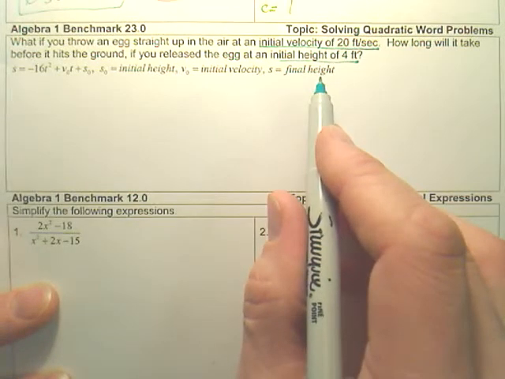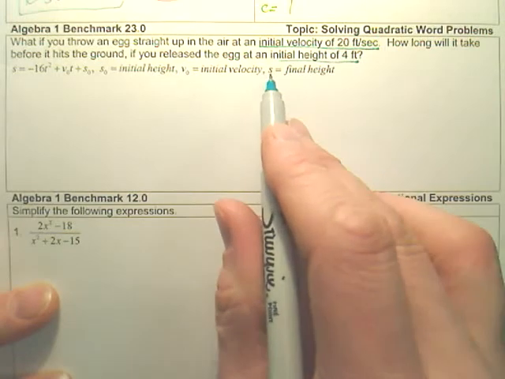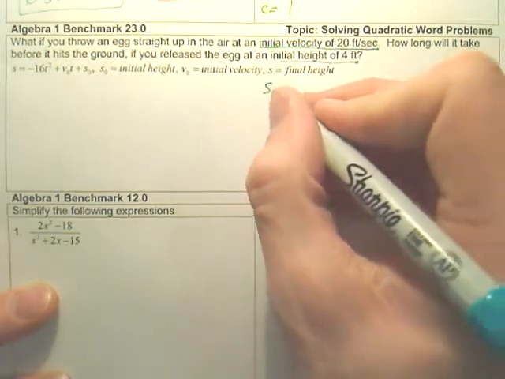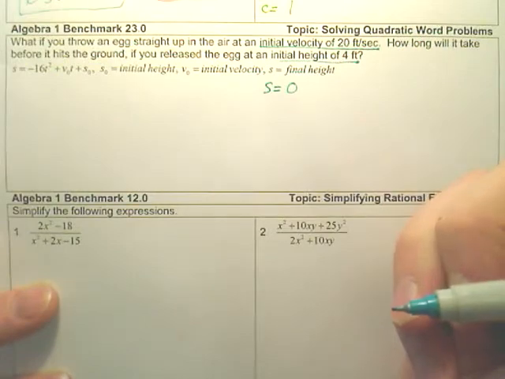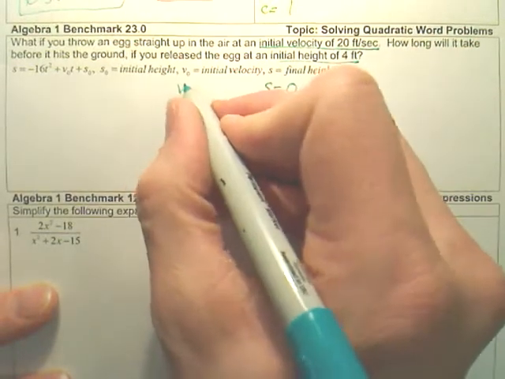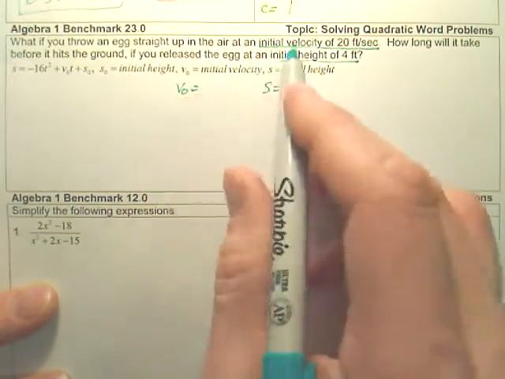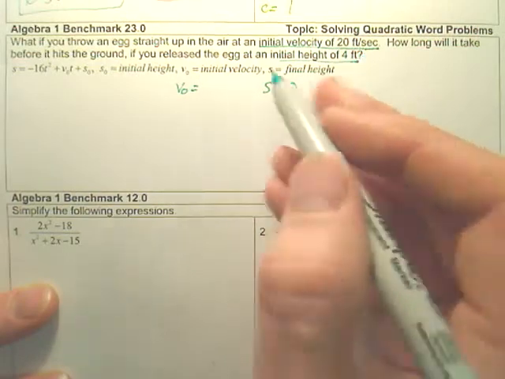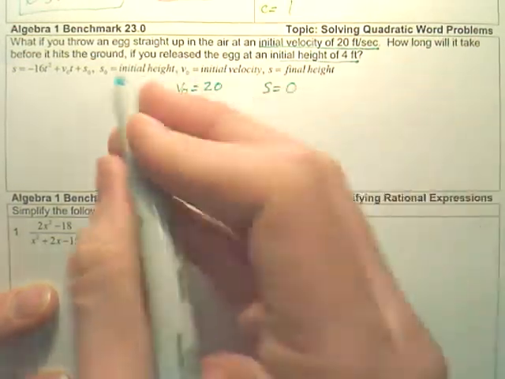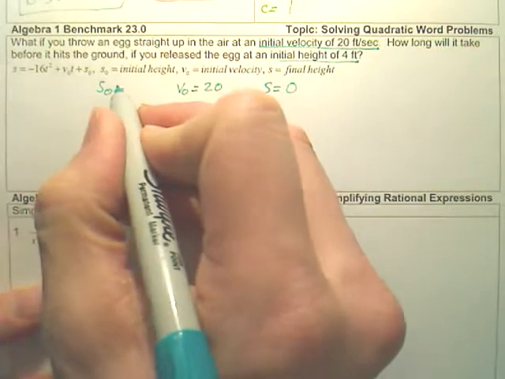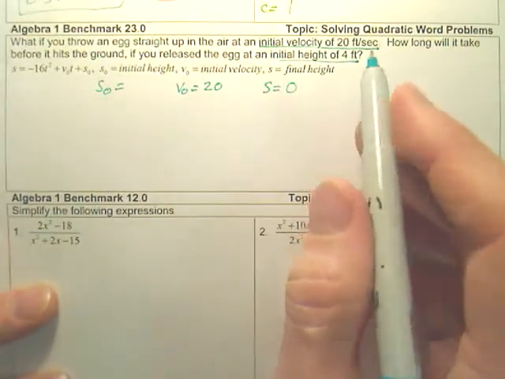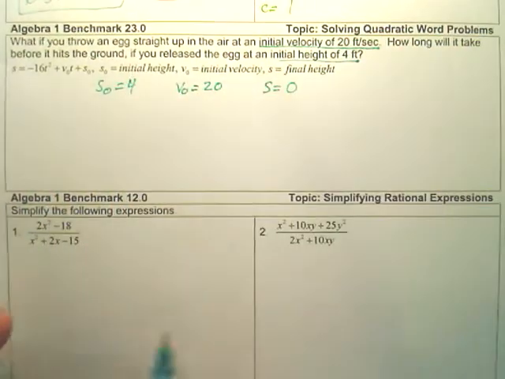Well, if this egg is hitting the ground, the final height is on the ground, that means my S is 0 because it's hitting the ground. V0, what's my initial velocity? Well, it says it right there. 20. What's my S0? What's my initial height? Well, we threw it from 4 feet high. I plug all those values in.